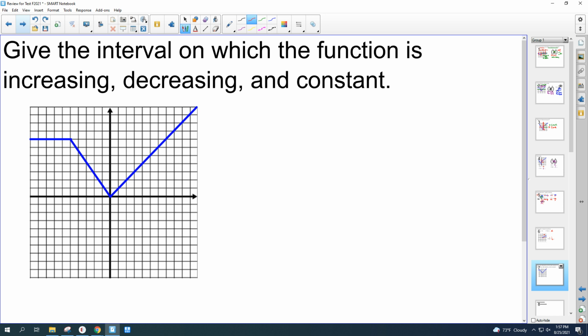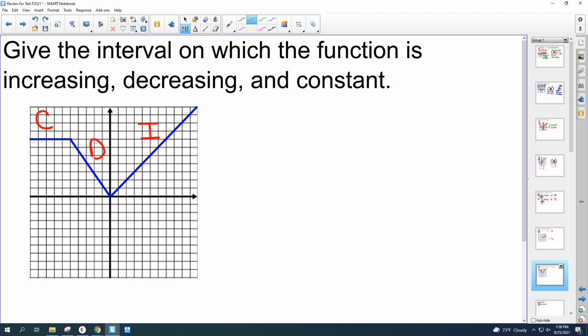Give the interval on which the function is increasing, decreasing, and constant. All right, so I think it's pretty obvious that this is the part that's constant, this is the part that's decreasing, and this is the part that's increasing. We read a graph from left to right, and that's what it looks like.